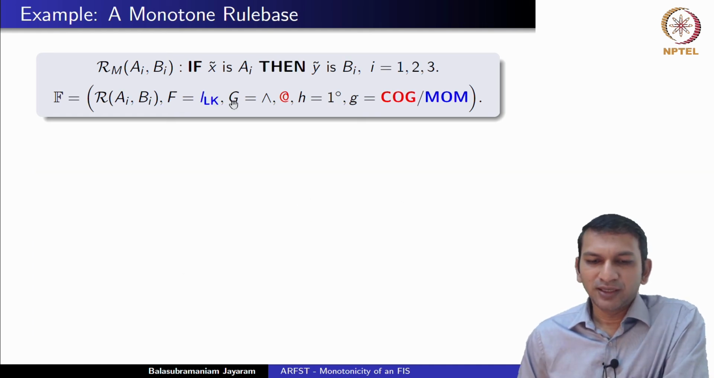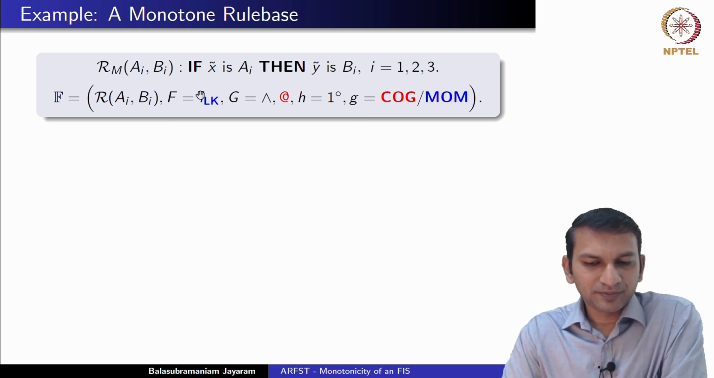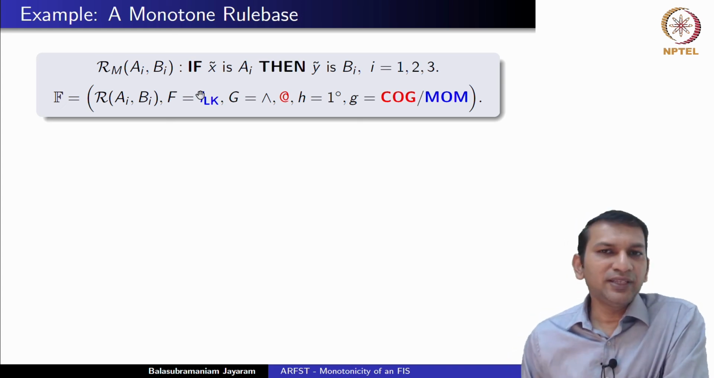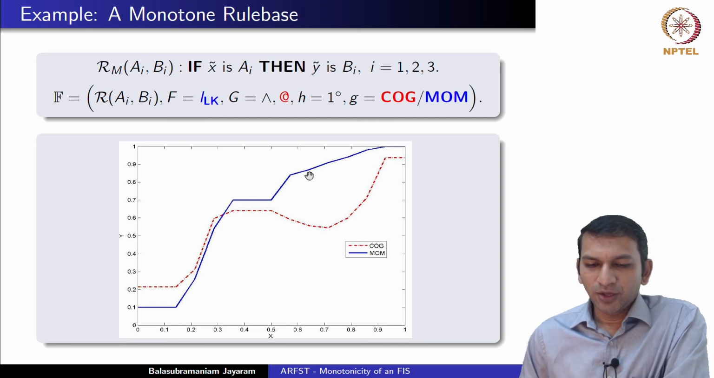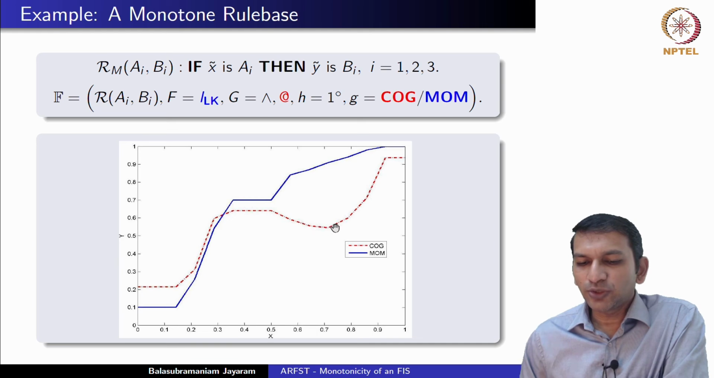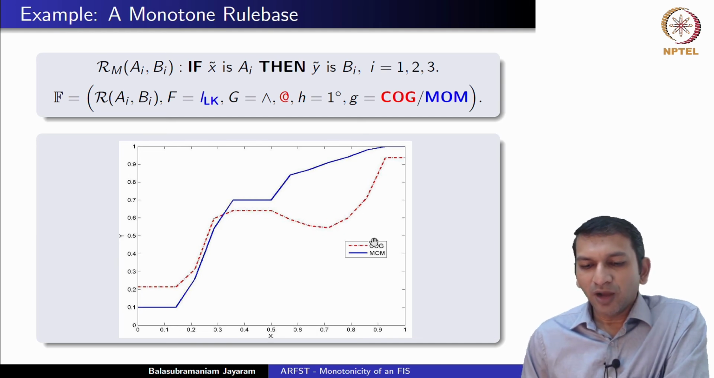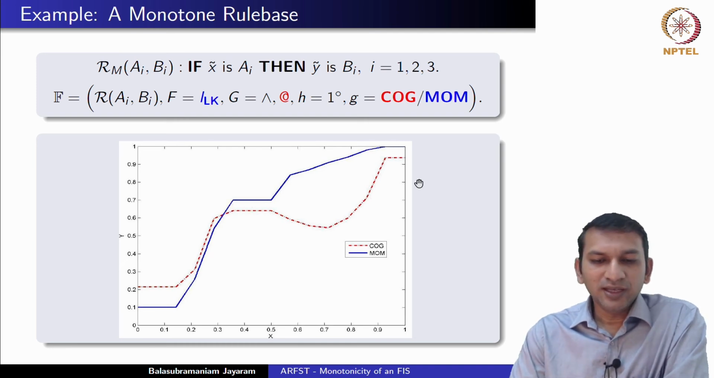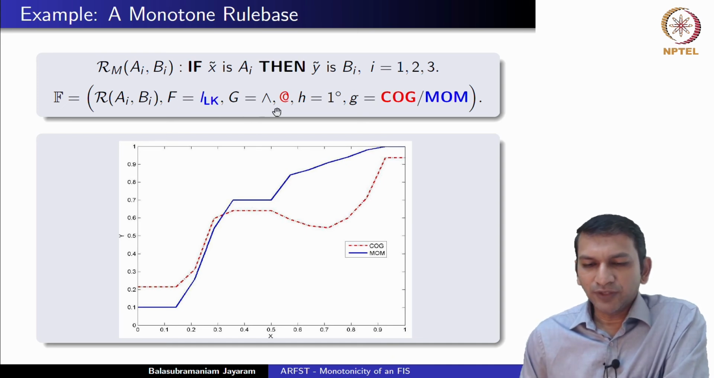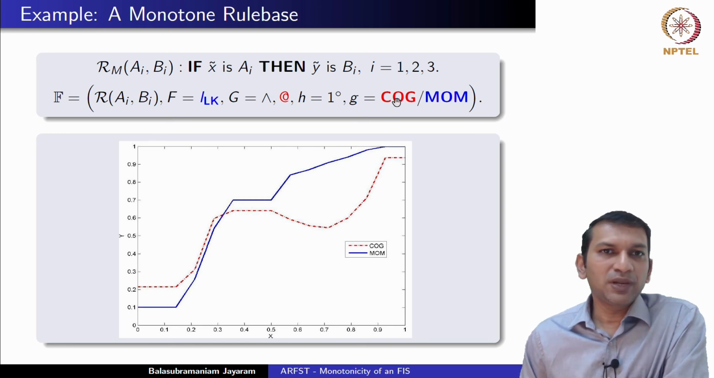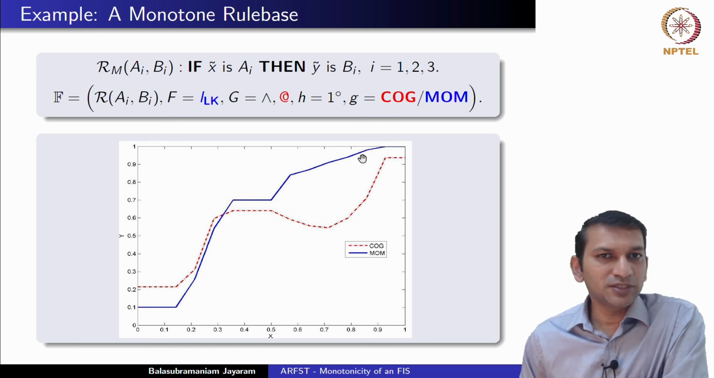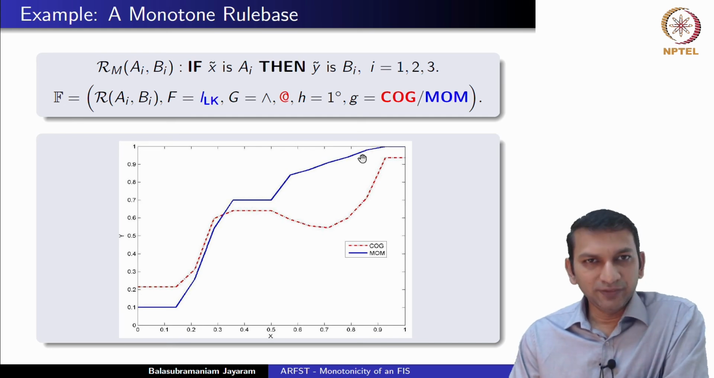However, if you change the implication to the Kleene-Dienes implication and retain everything else as the same, this is what we find. Once again, the center of gravity method, if you use that as a defuzzifier, we see that it actually dips, so the output function is not monotonic. However, if you use the mean of maxima method, the monotonicity of the system is preserved. So clearly, if you consider the first 4 components fixed, and you change only the defuzzifier, there is a role played by the defuzzifier in ensuring the monotonicity of the system. This is something that we will investigate going forward.